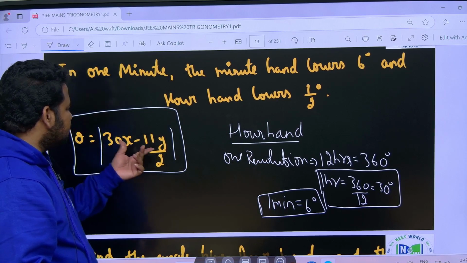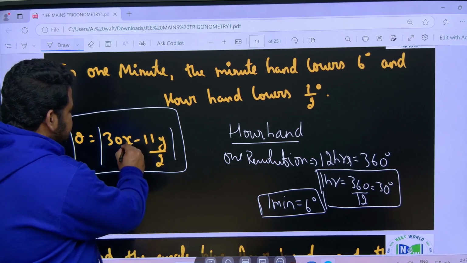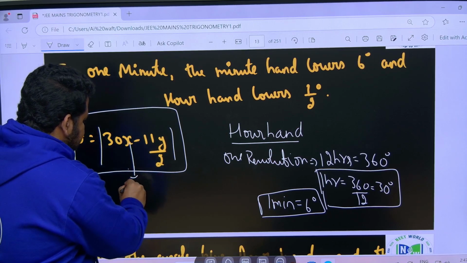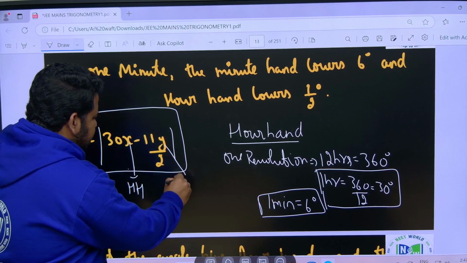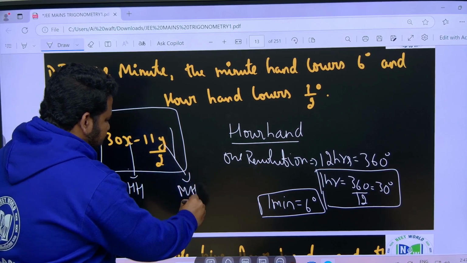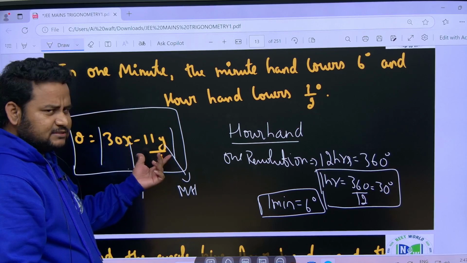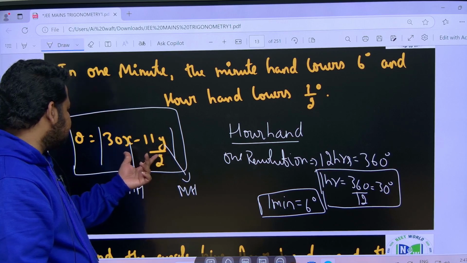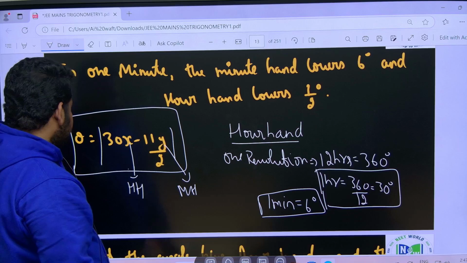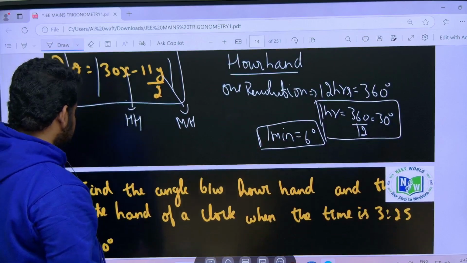Okay, theta is equal to modulus of 30x minus 11y by 2. X is what? It is denoting hour hand. Okay, and y is what? It is denoting minute hand. That is whatever the time which is representing hour, that is x. What is the time that is representing minutes? That you can take as y. 30x minus 11y by 2.